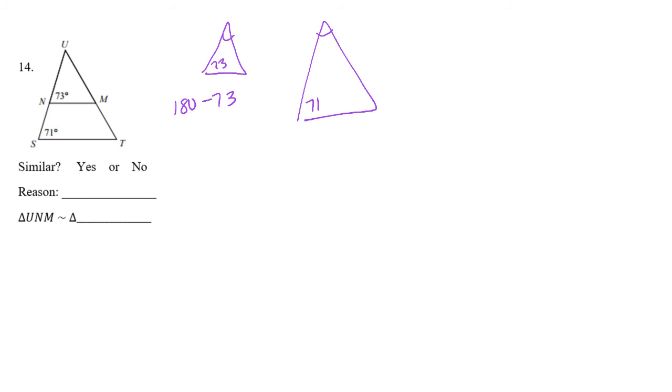180 minus 73, and you get 107. So this is 107. I drew it a little small. And same thing here, 180 minus 71. So it's going to give you 109. So remember you can use angle, angle, but this is not that because we don't have two angles. So no, it's not similar.